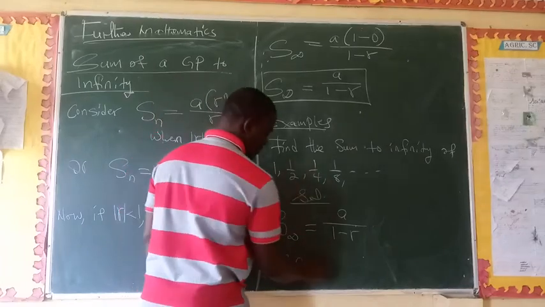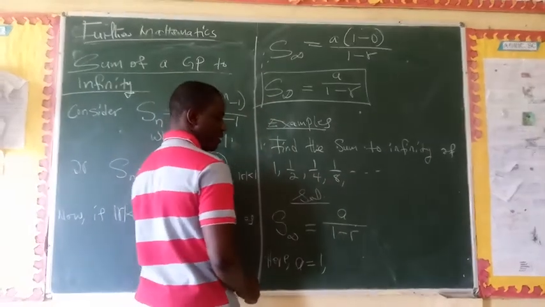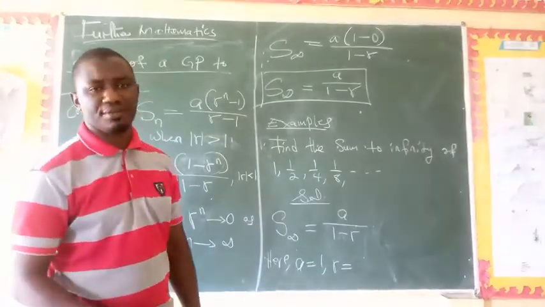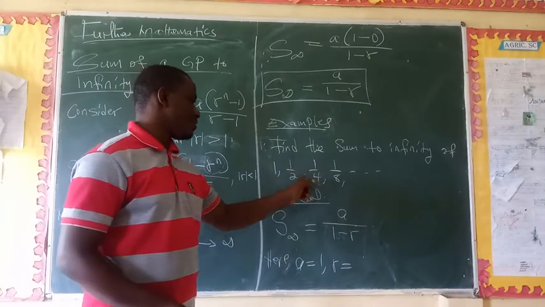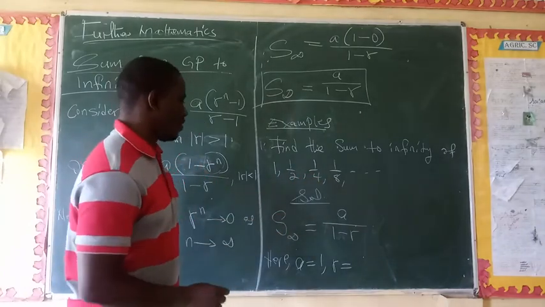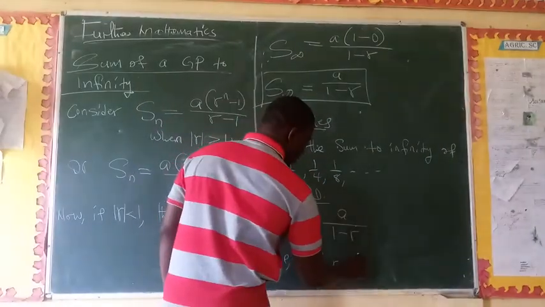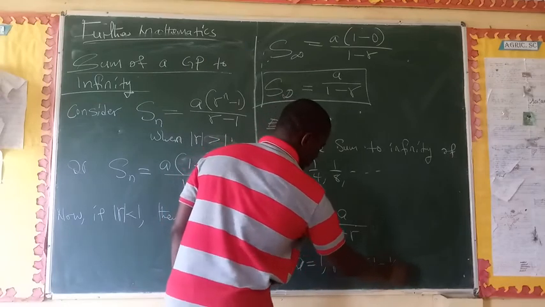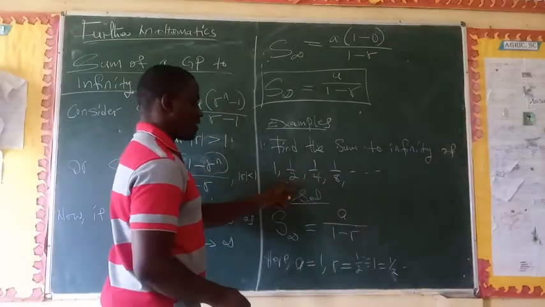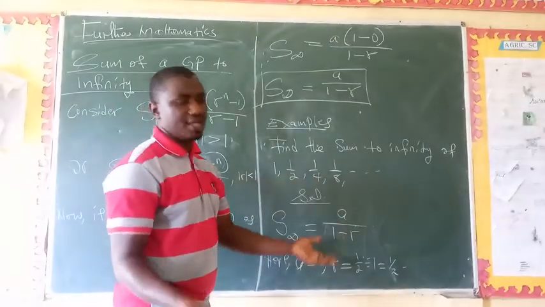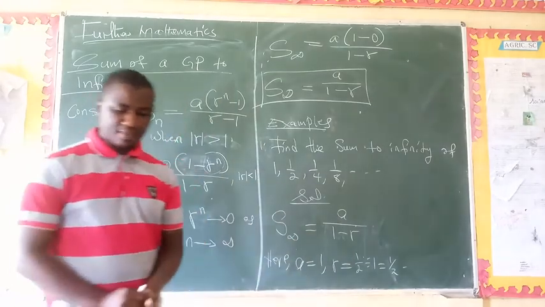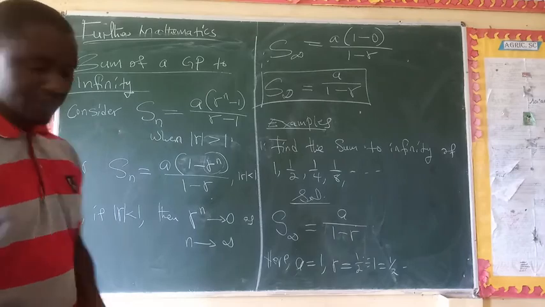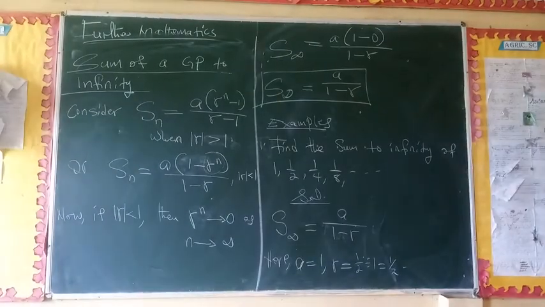a is equal to the first term, 1. Then, what is the common ratio? The common ratio is a term divided by its preceding term. So, this divided by this, or this divided by this. In each case, you are going to get a half. So, I have 1 over 2 divided by 1, which is equal to 1 over 2. In each case, you get a half, and half is less than 1. And so, it means that the question is okay.